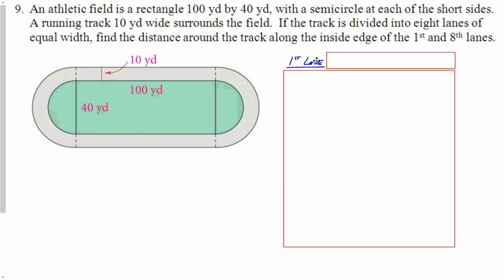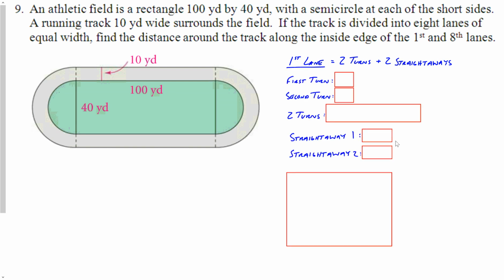So it's really made up of different parts. But regardless of which lane you're running in, along the inside edge of that lane, there's 2 turns and there's 2 straightaways that would have to be combined, actually added, to find that total distance. So let's break all of this down a little bit. The first turn, how long is it? The second turn, how long is it? What are they together then? And then how long are the 2 straightaways?